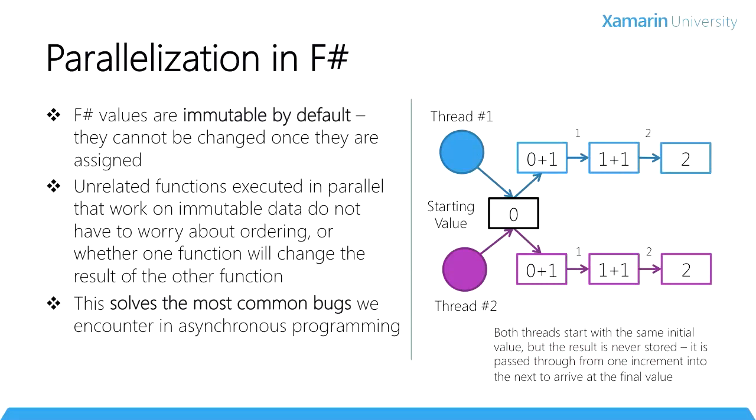In F#, because of immutability, the threads aren't arguing over a common shared value. Unrelated functions can execute in parallel without an issue because they don't need to worry about ordering or whether one function will change the result of other functions. And eliminating shared mutable state makes the problem of parallelization much easier and solves the most common sort of bug that we find in C# parallel programming.